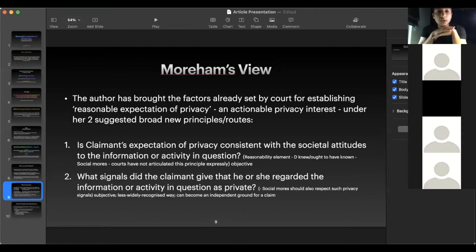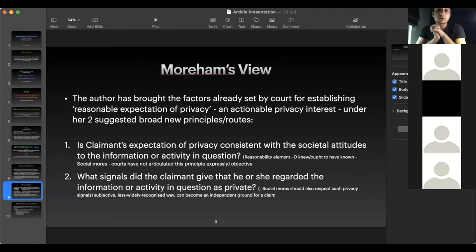So what does she say? She has suggested these two principles for courts through which a privacy claim can be established. So what are those two principles? The first principle is a society-based principle, and the second principle is more of a claimant-based one, more of a subjective one. So the first question is: is the claimant's expectation of privacy consistent with the societal attitudes to the information or activity in question?